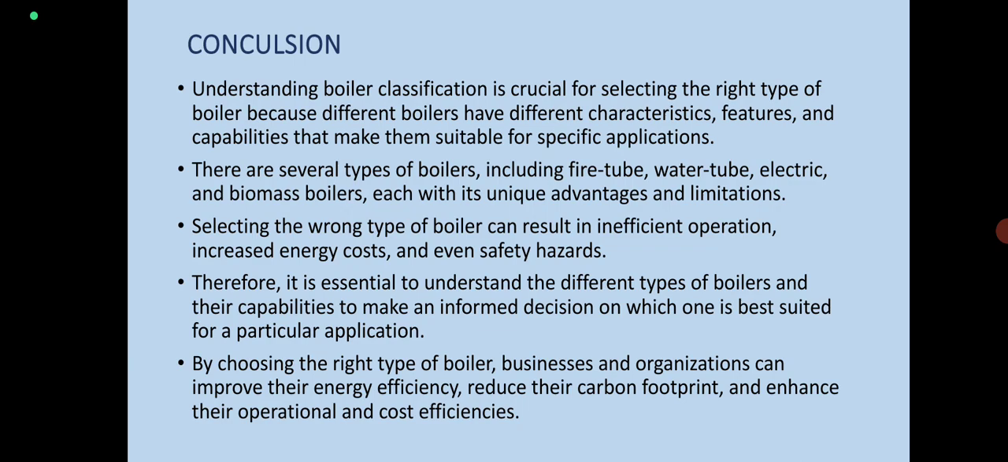Conclusion: understanding boiler classification is crucial for selecting the right type of boiler, because different boilers have different characteristics, features, and capabilities that make them suitable for a specific application. There are several types of boilers, including fire tube, water tube, electric, and biomass boilers, each with its unique advantages and limitations. Selecting the wrong type of boiler can result in inefficient operation, increased energy cost, and even safety hazards.